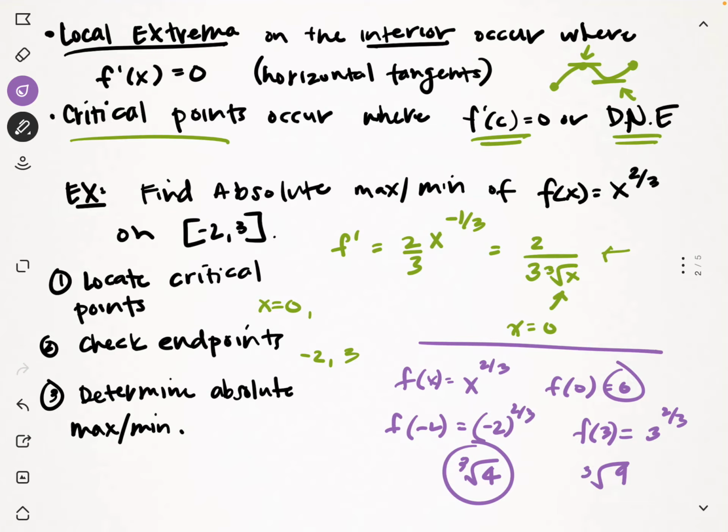Okay, so the absolute min, right? So absolute min, the smallest number we get is 0. The absolute max is going to be the cube root of 9.